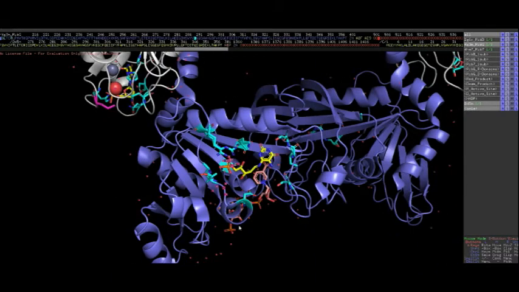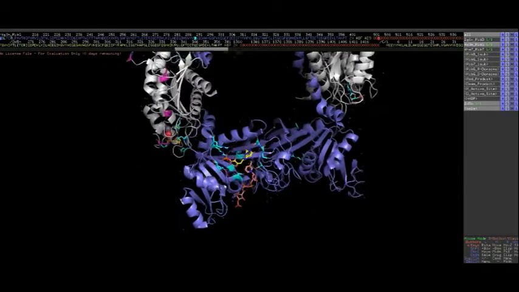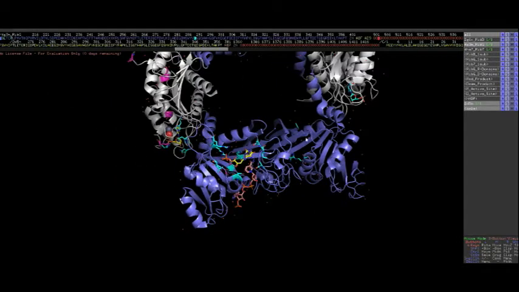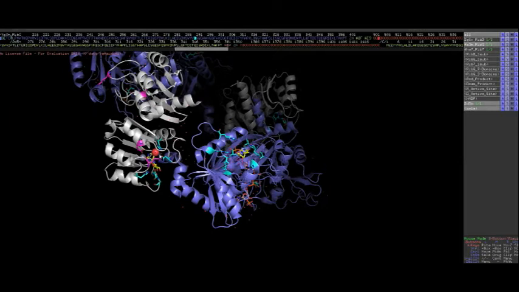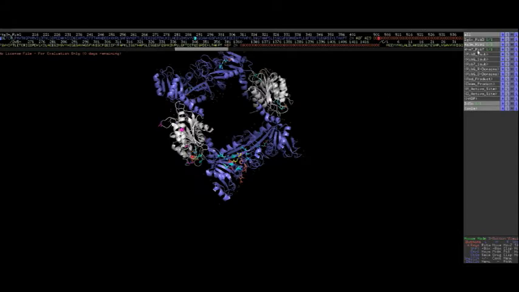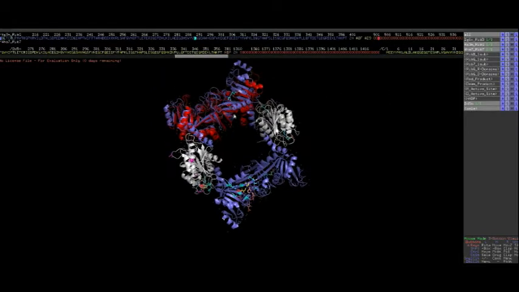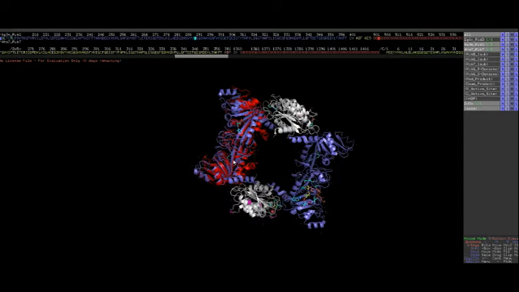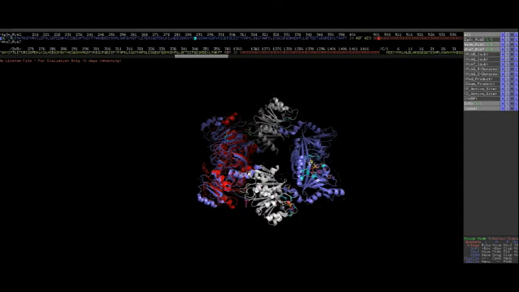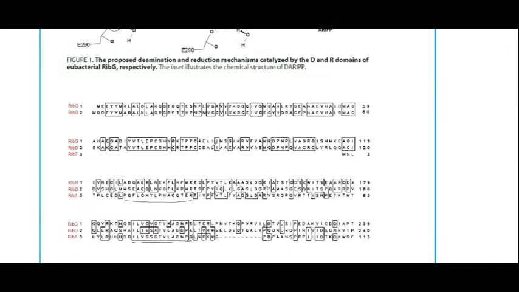This is the bifunctional enzyme here, where I have, once again, the reduction part, the C-terminal domain, that's the reduction domain in this sort of purplish color, and the deamination part in this white color. And as I showed before, the reduction enzyme for the fungi and archaea overlaps pretty well with the reduction domain of plants and bacteria. All right, let's move on to the next step here.